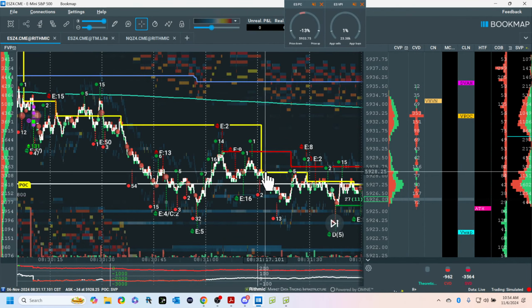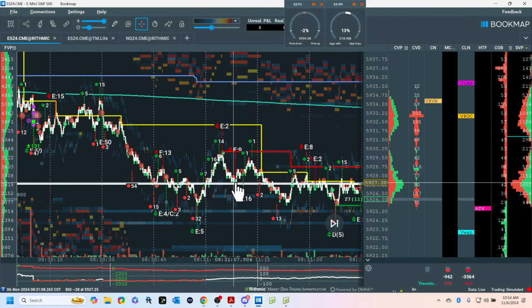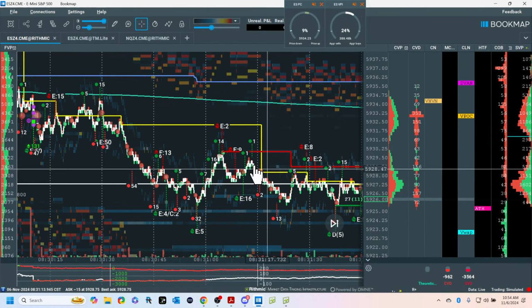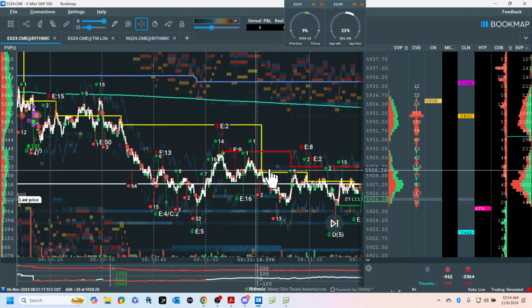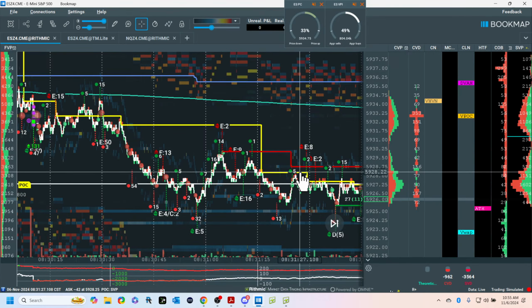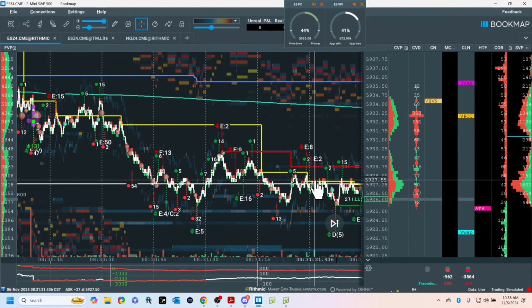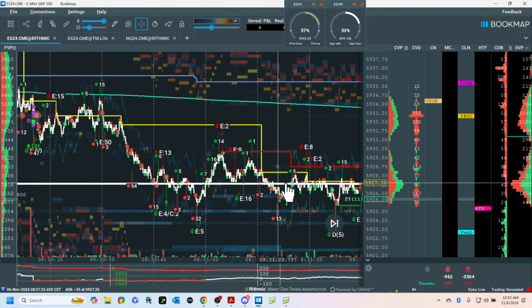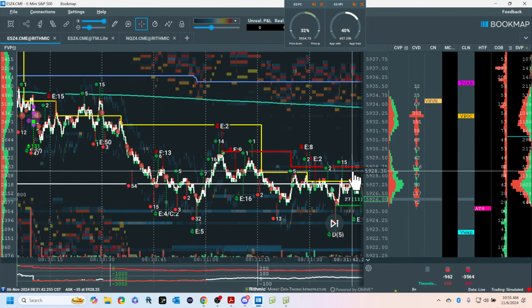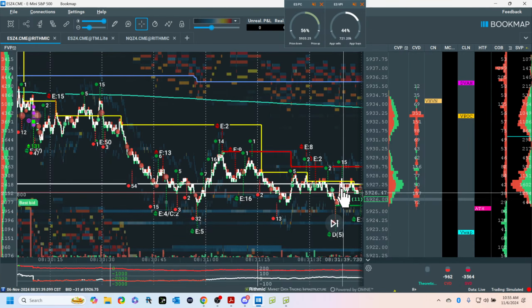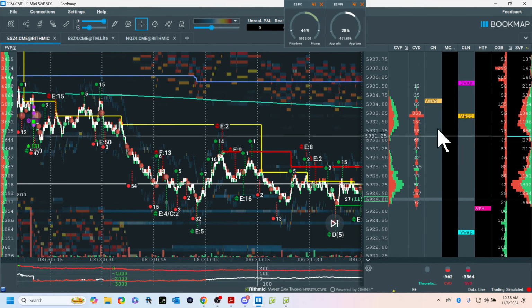VPOC migration. So here's my volume. VPOC migration. This says going lower. VPOC here, migration, going lower. Watch. This is the volume. It's right there. This says going lower. Keep an eye on this. Let's follow the yellow brick road.